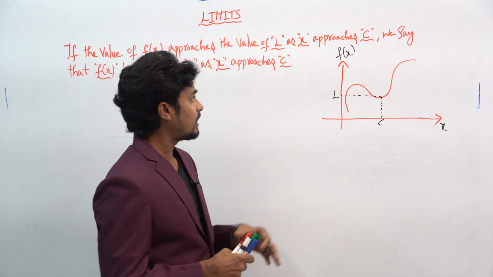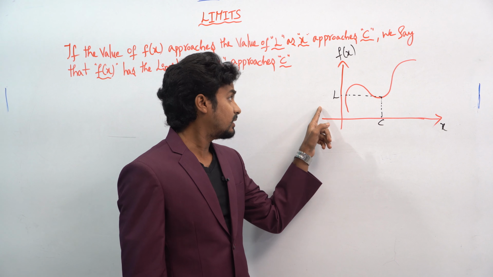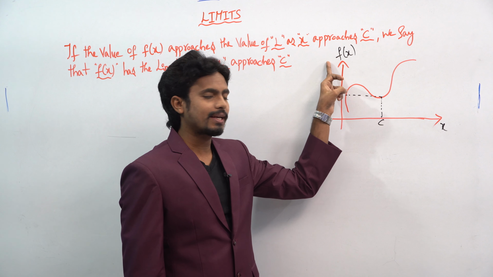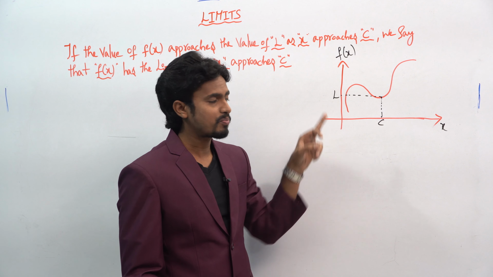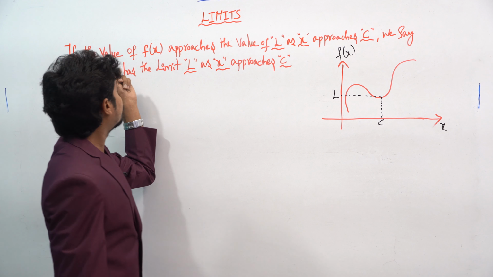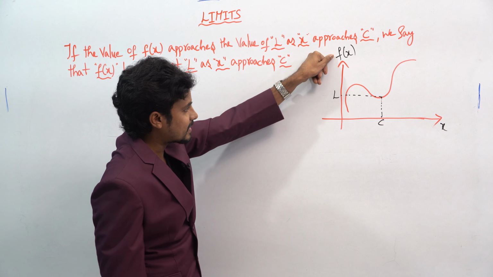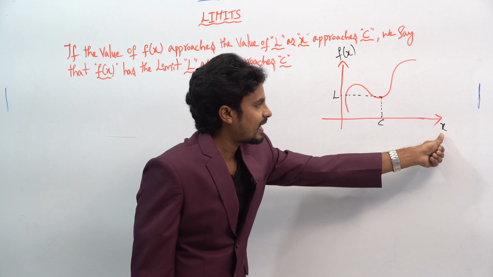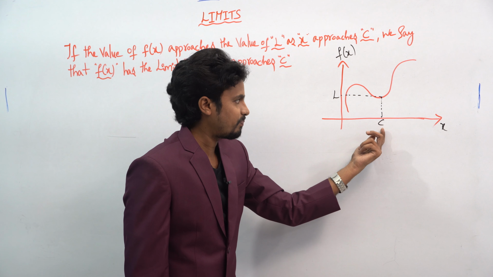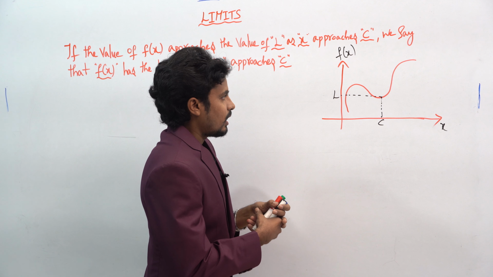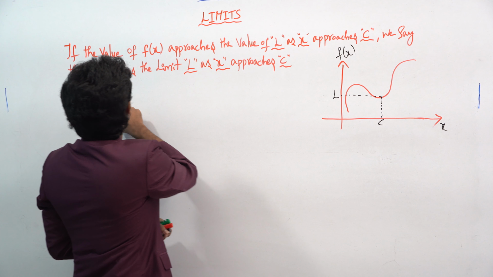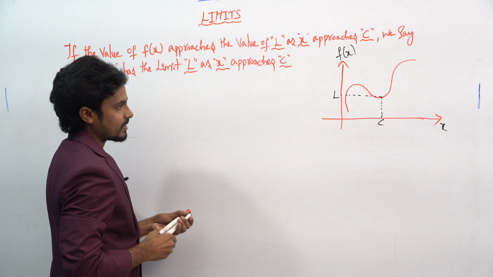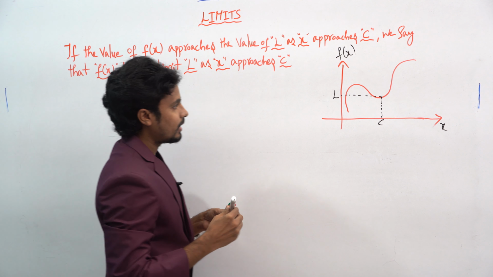Here you can see this was the plot I have taken. On the x-axis this is x, and on the y-axis the function is f of x. Here you can observe, if the value of f of x approaches L, at the same time x approaches C. So we say that f of x has the limit L as x approaches C.